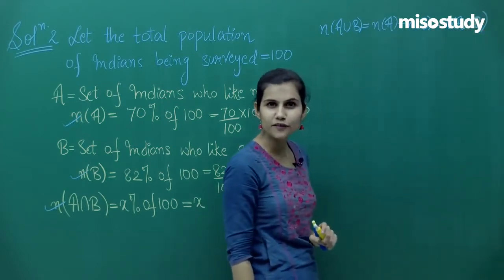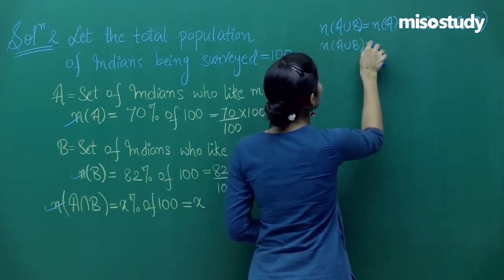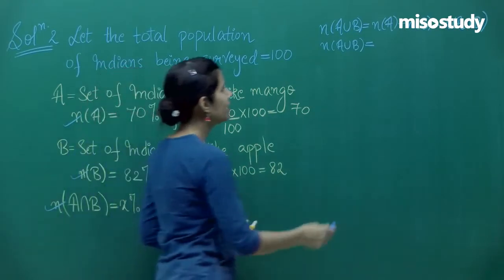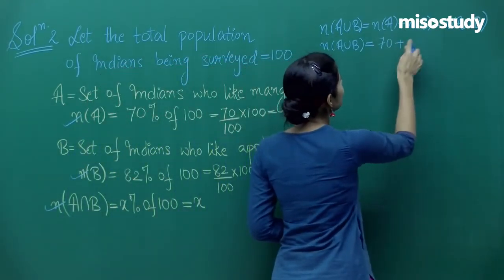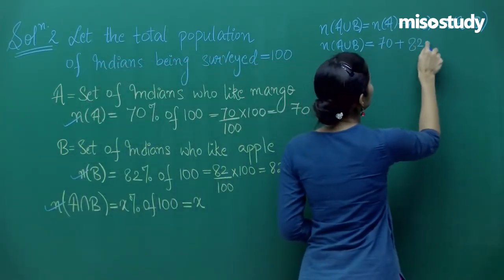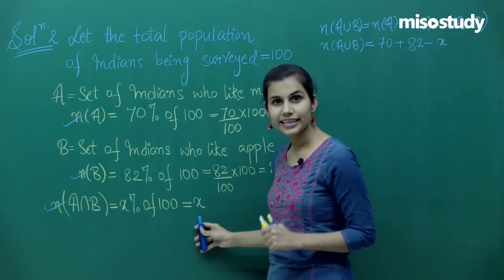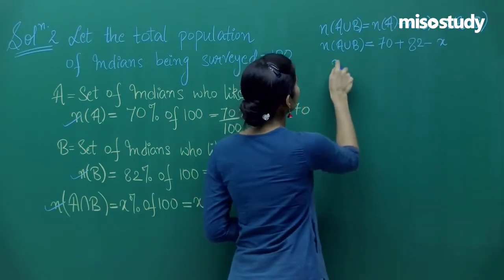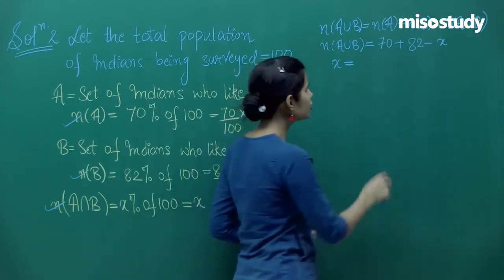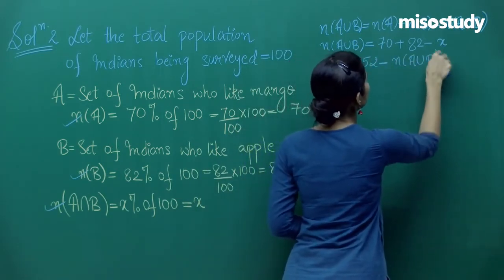This is the formula all of us are aware about. From this you get number of members in A union B is equal to number of members in A, which are 70, so you get 70 plus number of members in B, which is 82, minus X, because number of members in A intersection B is your very X. Now just bring X this side. You get 70 plus 82 is 152, so you get 152 minus number of members in A union B.